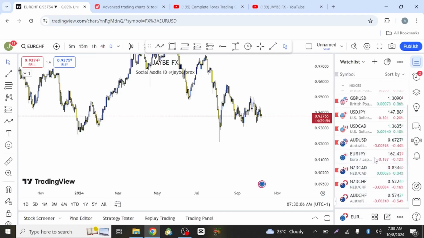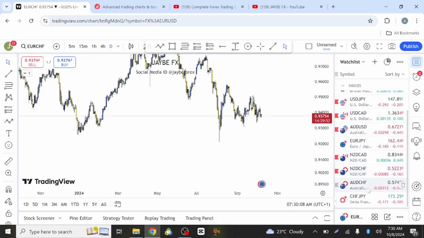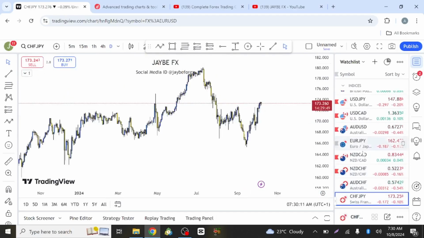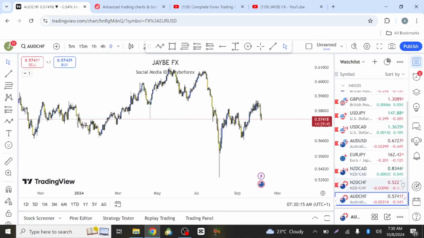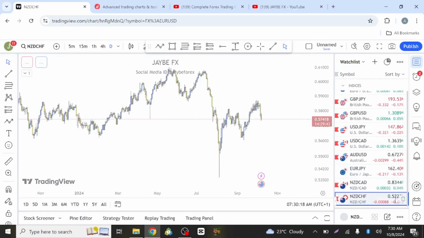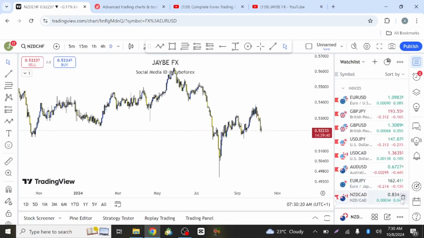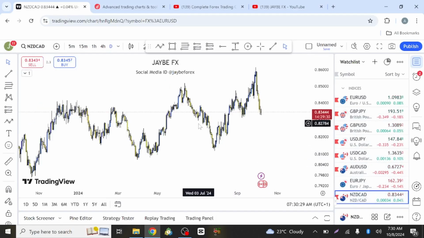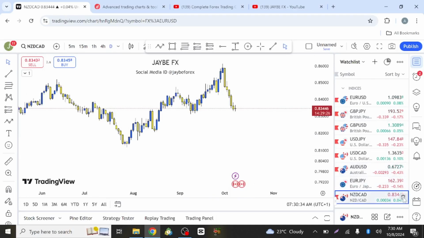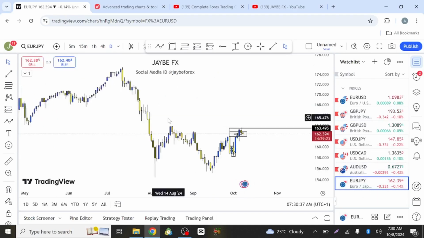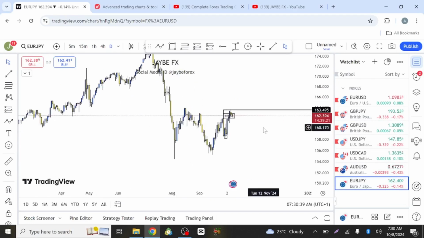You can see my list is now getting smaller. So CHF JPY, this one is no for me. AUD CHF, no for me. NZD CHF, all the CHF, I only trade like GBP JPY, NZD CHF and stuff like that. I don't think NZD card on the daily time frame. This is not a good price action for me. Euro JPY, this one is a good one because we have been buying.